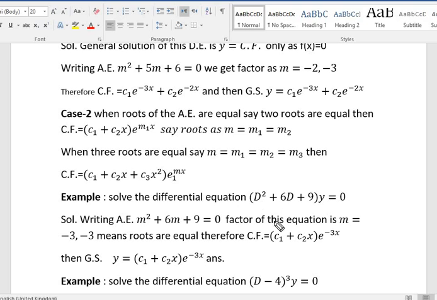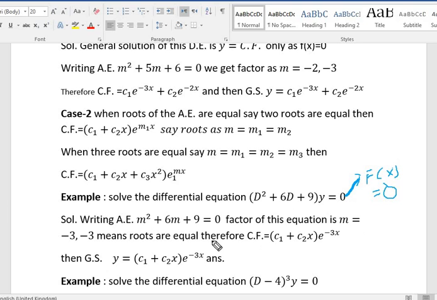y is equal to CF only, because f(x) is given here as 0. So when f(x) is 0, that means the general solution consists only of the complementary function. Complementary function means how we can write? Just write the auxiliary equation. If D² is given, then write m², if D is given, then write m, plus 9, and keep y outside. So this one is the auxiliary equation.